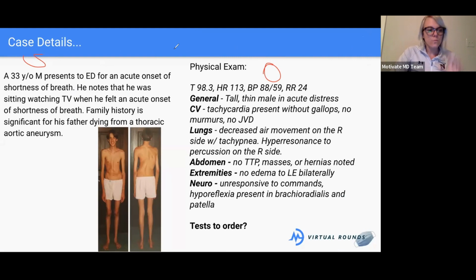So what we're really honing in on right now is the case presentation. What is coming to us is a 33-year-old guy presenting to the emergency department with an acute onset of shortness of breath. Remember, we're delineating already, this is acute, so it just started. He notes that he was sitting watching TV when he felt an acute onset of shortness of breath. Family history is significant from his father dying from a thoracic aortic aneurysm.